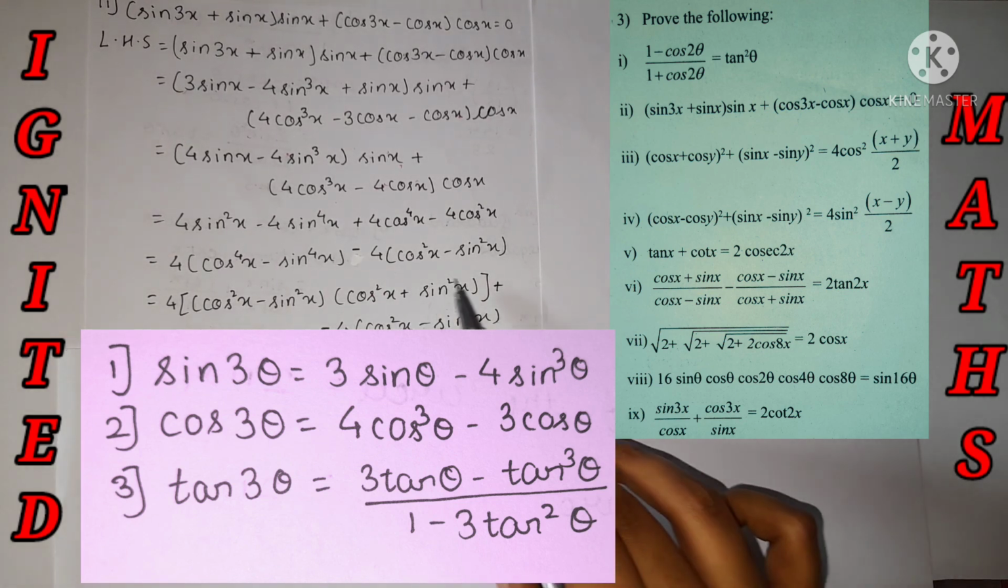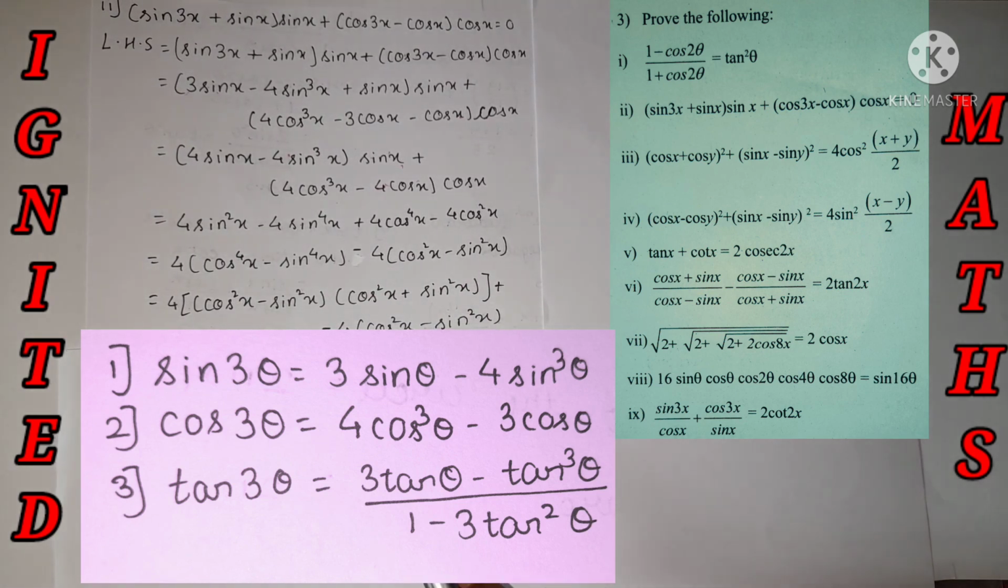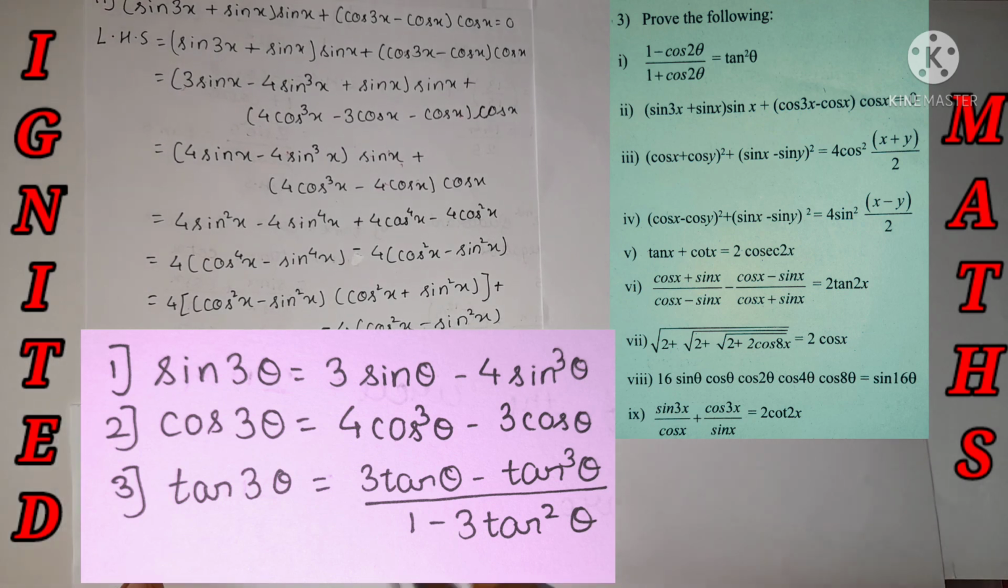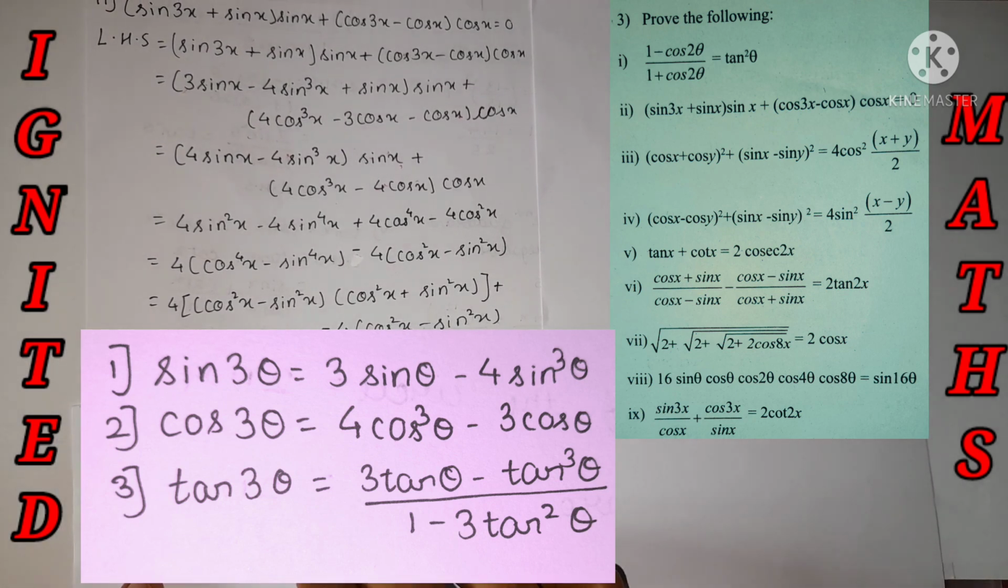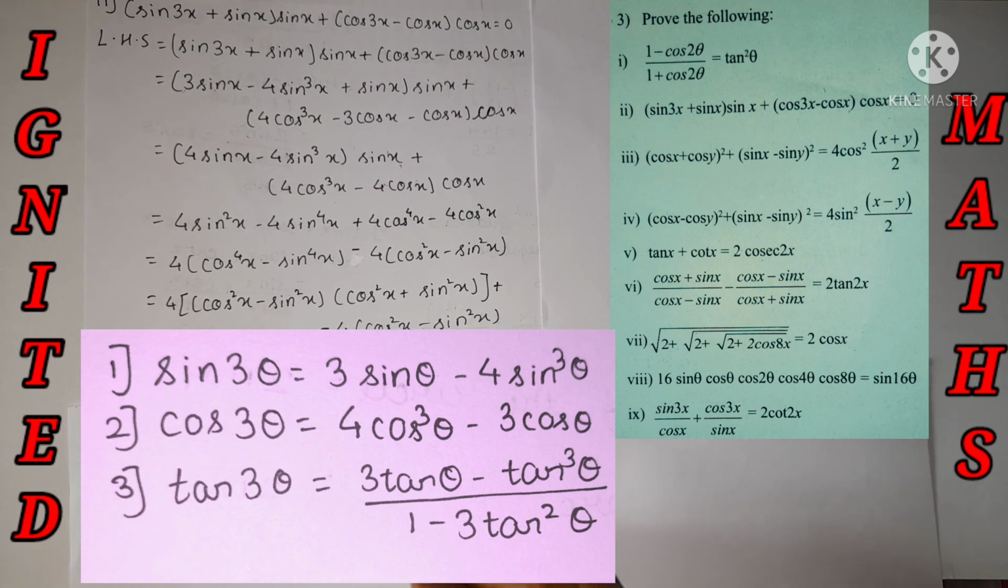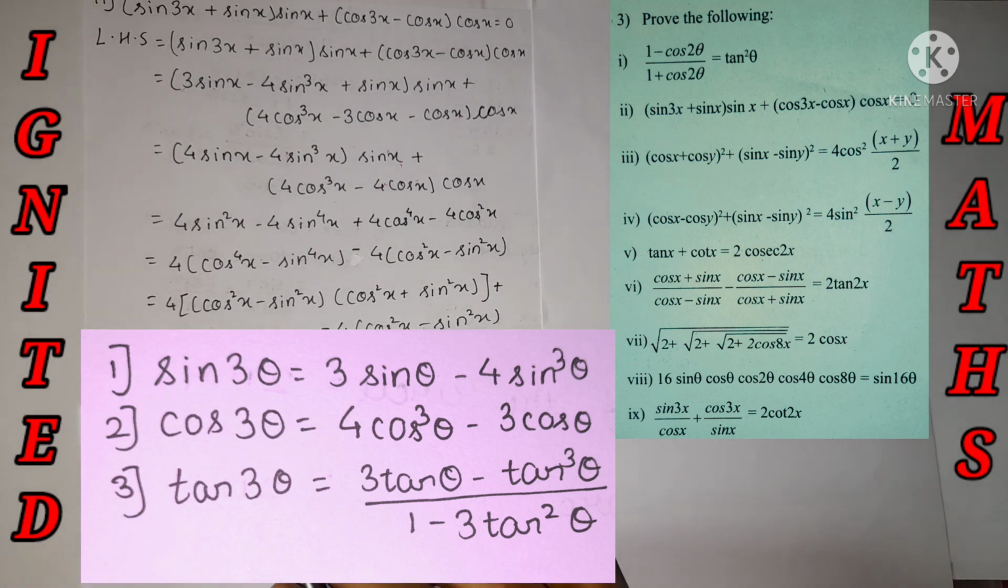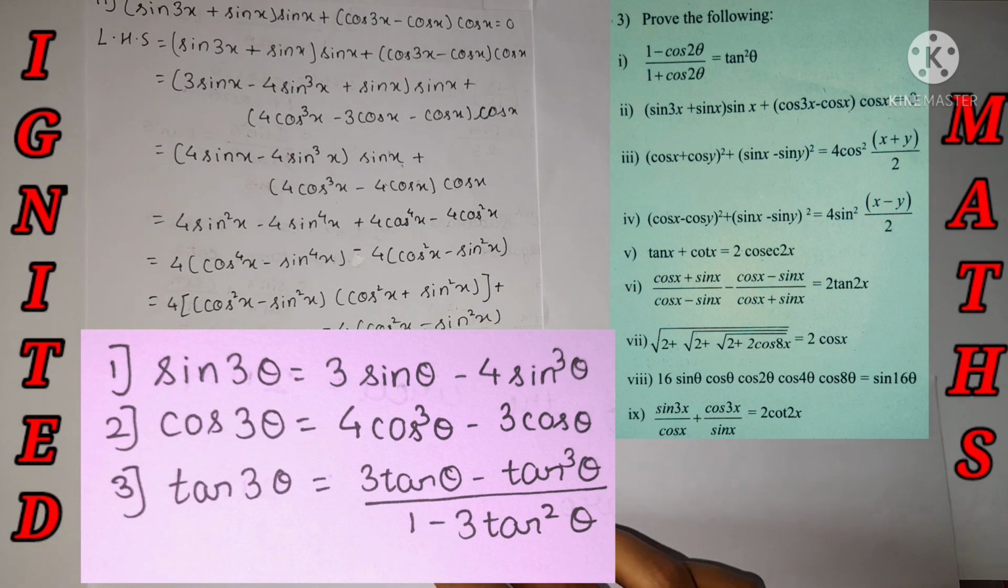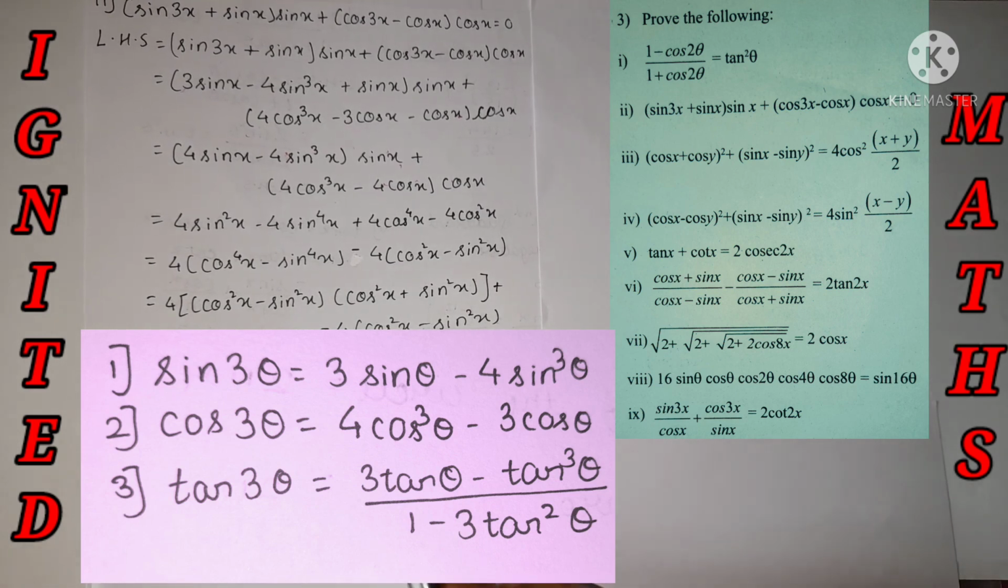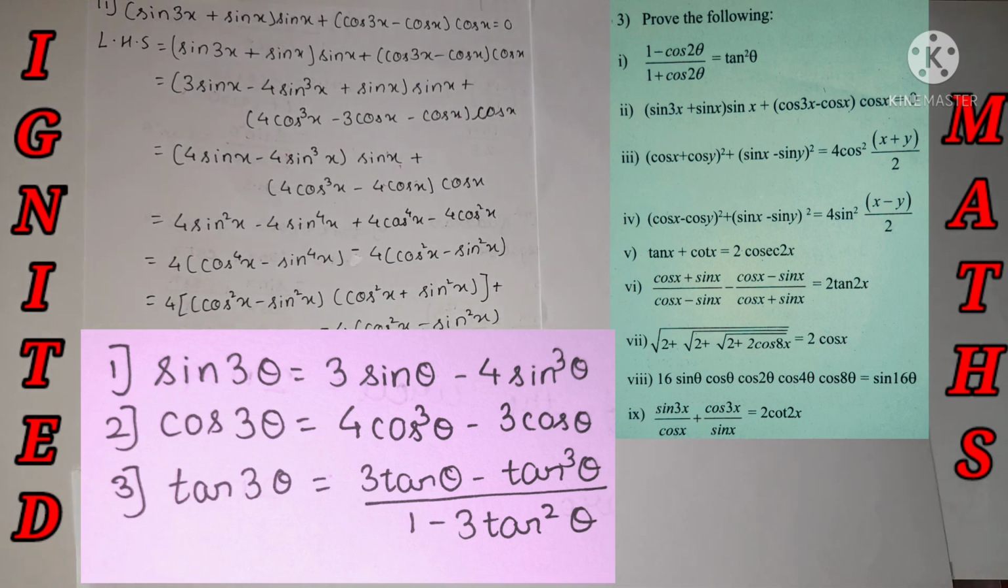Now sin²θ plus cos²θ is equal to 1. So over here, 4 times cos²x minus sin²x minus 4 times cos²x minus sin²x, with the first factor equal to 1 and over here also 1. So 4 minus 4 is equal to 0. This is nothing but the RHS value.